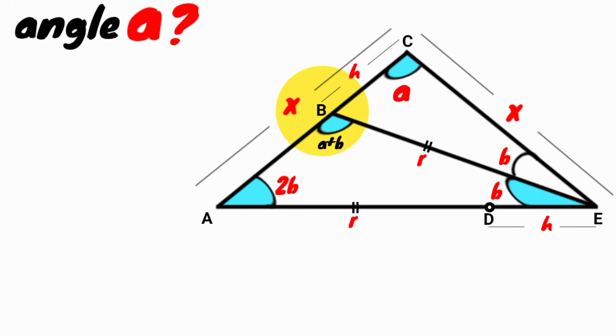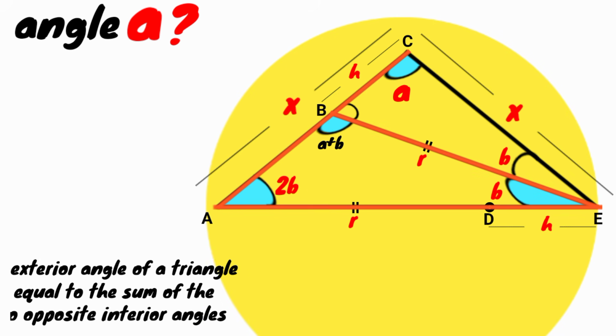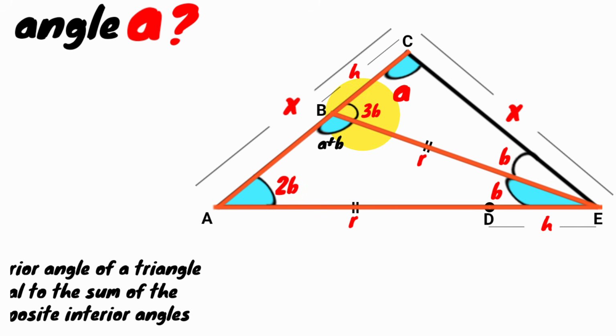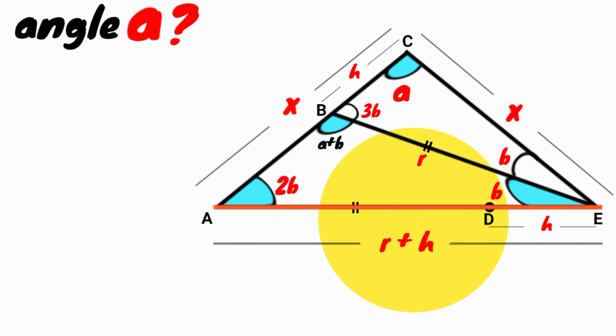Okay, come to this angle CBE. It is also an exterior angle of this triangle ABE. Recall, the exterior angle of a triangle is equal to the sum of the two opposite interior angles. Based on it, this angle will be equal to the summation of this 2B and this B, which is 3B. Come to this side AE. Its length is divided into this R and this H. That is R plus H.